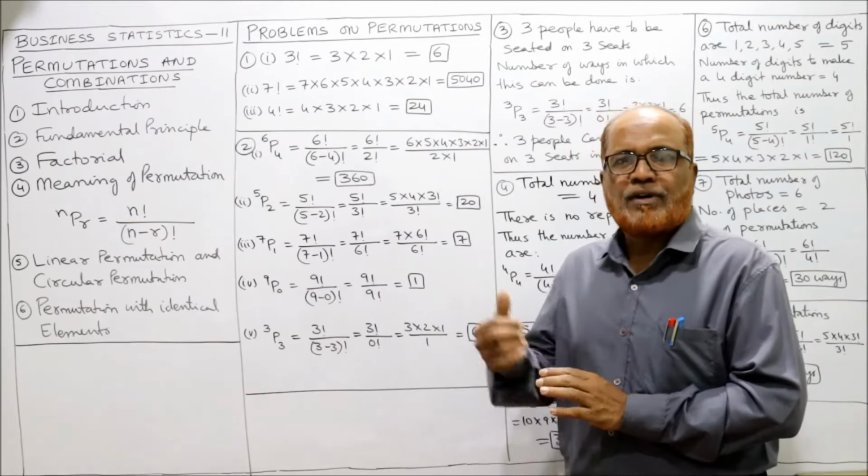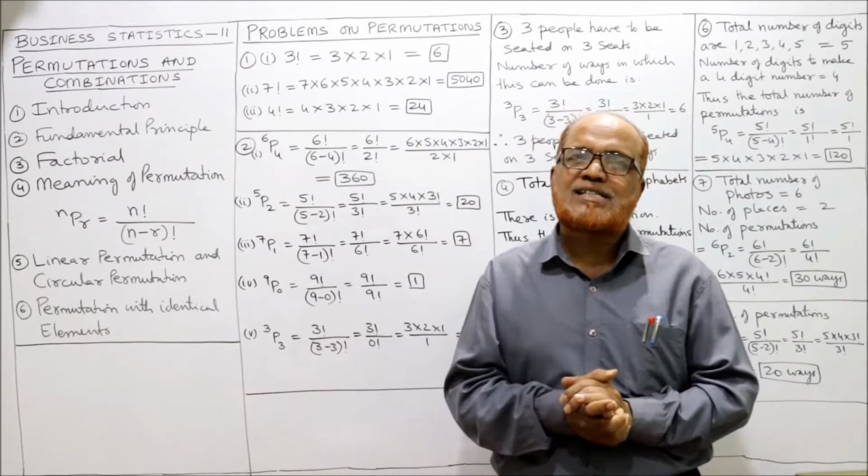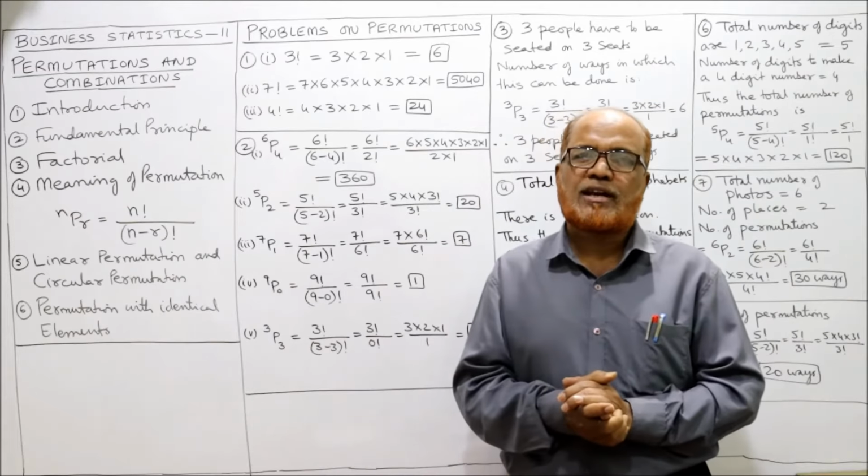Now we are going to start a new topic of Business Statistics 2, that is permutation and combination.